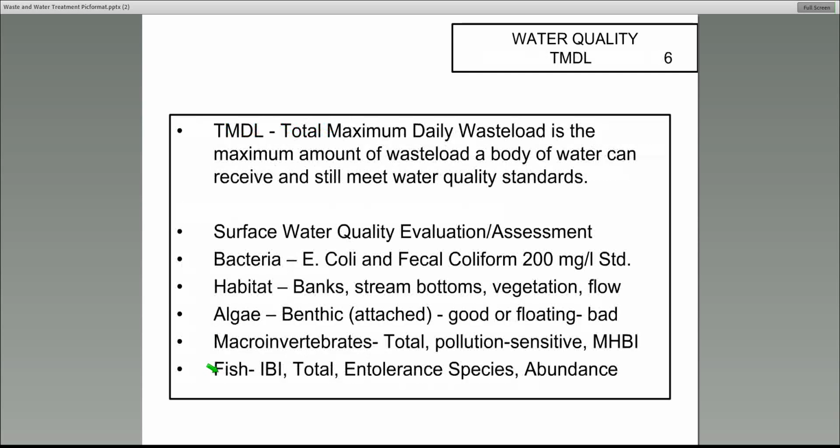The states, as well as EPA, and it's usually left in the hands of the states, determine the total maximum daily waste load that can enter a body of water, either a lake or stream from a wastewater treatment plant. And also the states do surveys to make sure that the streams can handle wastewater effluents. And that would include, they do a surface water quality evaluation. They check the bacteria, the habitat, the algae, microinvertebrates, and the fish in the streams.